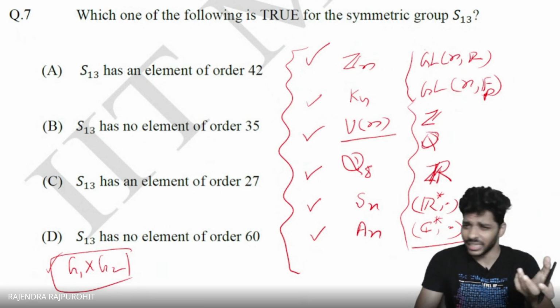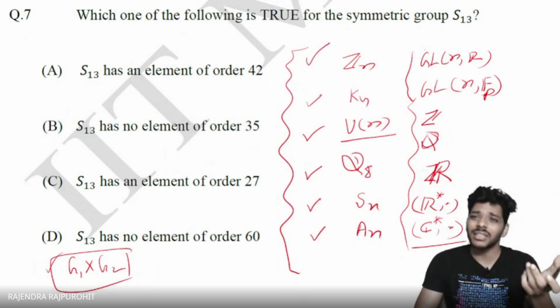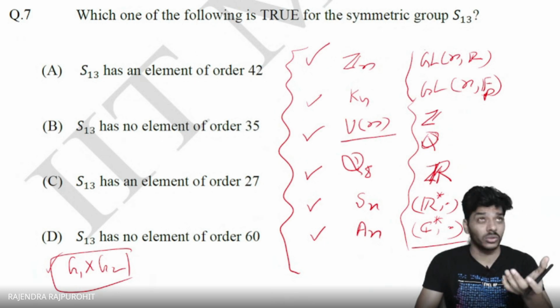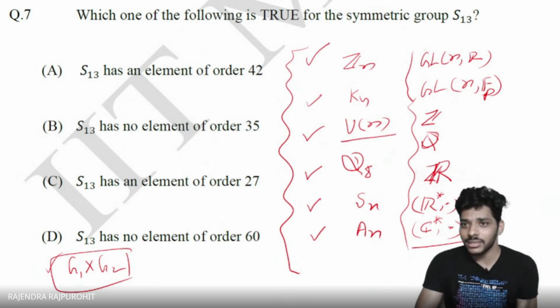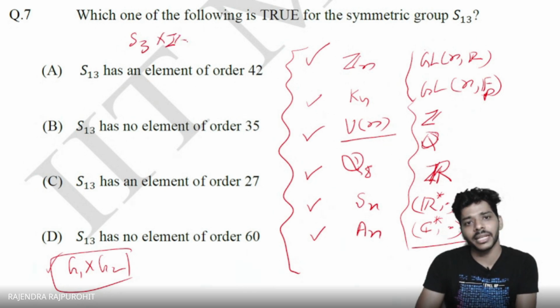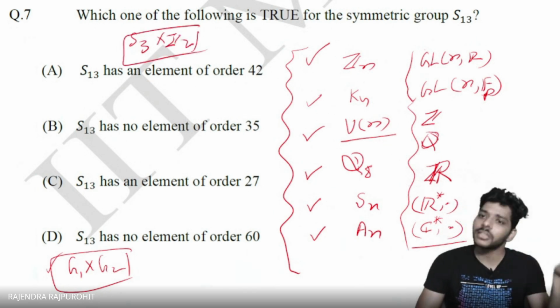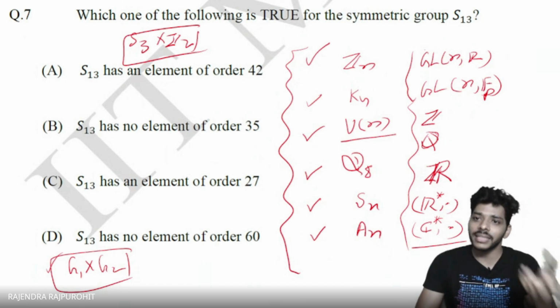One is very simple. A4 is there. Right? What are other non-abelian groups of order 12? I don't know directly, so what I can do is construct one. I know the order of S3 is 6, and I can simply multiply it by Z6, and now I have another non-abelian group of order 12. So like this you can construct.